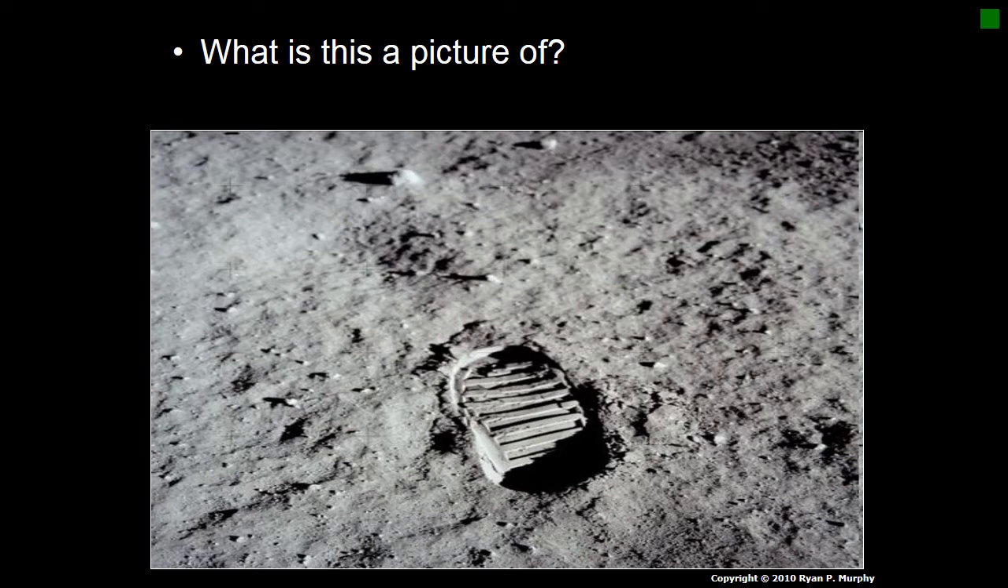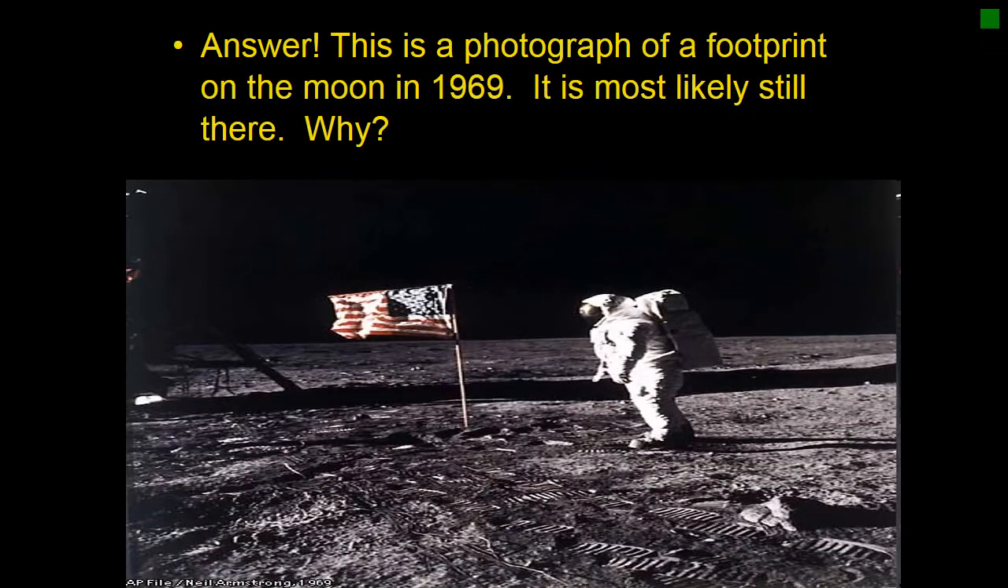What is this a picture of? Yeah, you might have seen this before. This is a footprint of one of the astronauts that landed on the moon during the Apollo missions. So it's still there, most likely. I don't know. I haven't been there personally, but most likely those footprints and all of these little tracks that you see here and everything are still there on the moon.